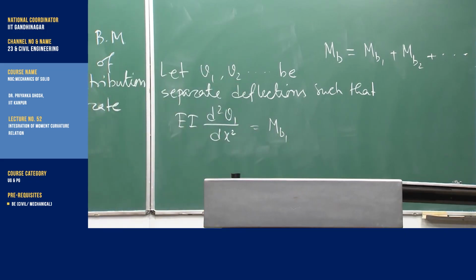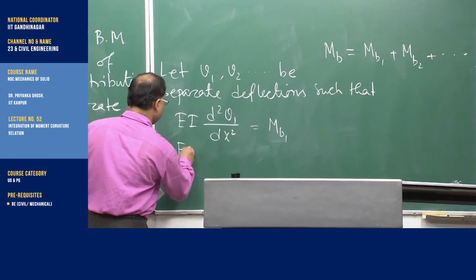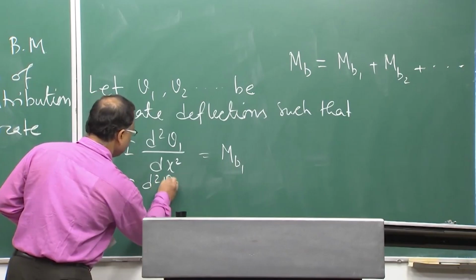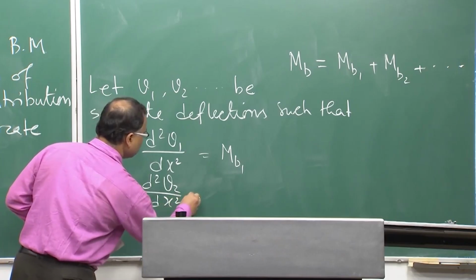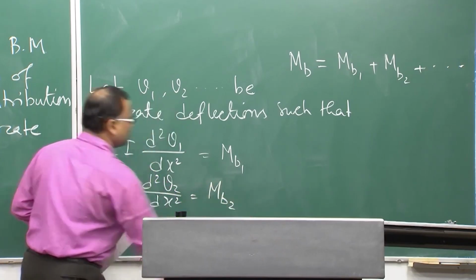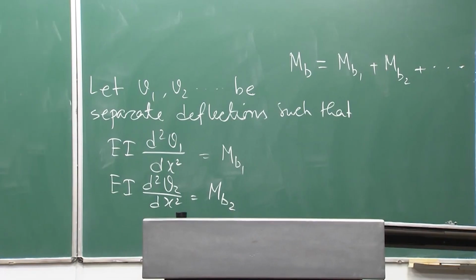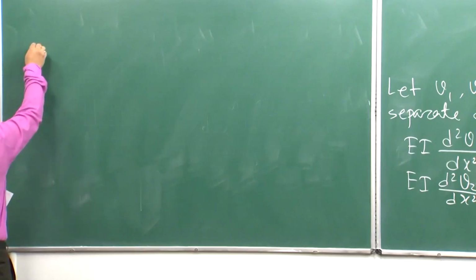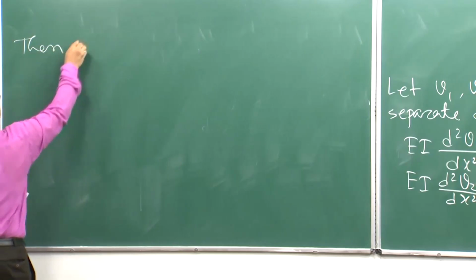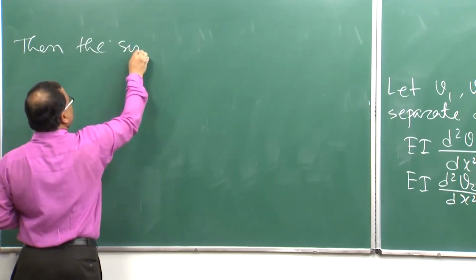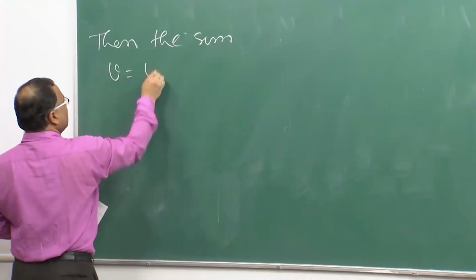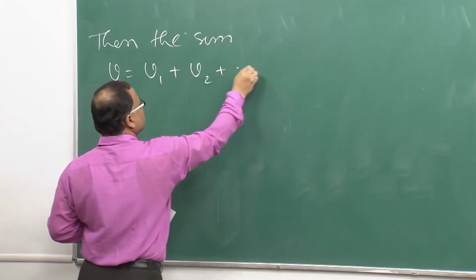Fine. Okay. If V1 is caused due to the bending moment MB1, so this is the moment curvature relationship for bending moment MB1 and V1. Similarly, EI d2V2/dx2 is equal to MB2. Finally, I can write the sum V equal to V1 plus V2 plus so on.